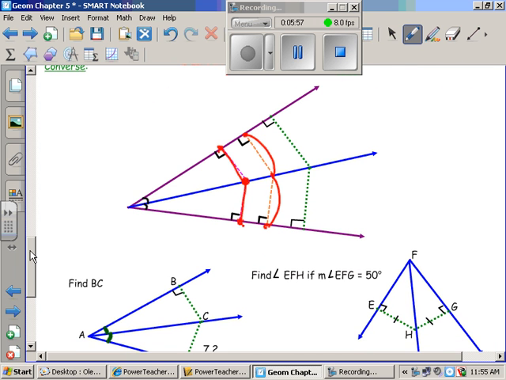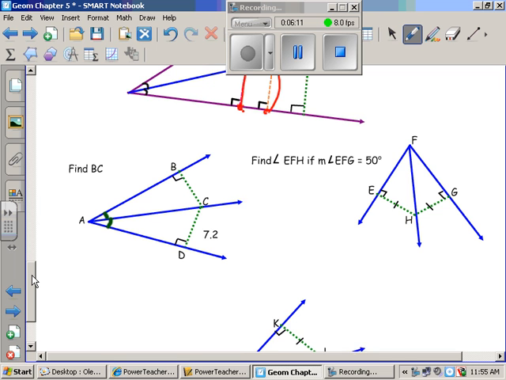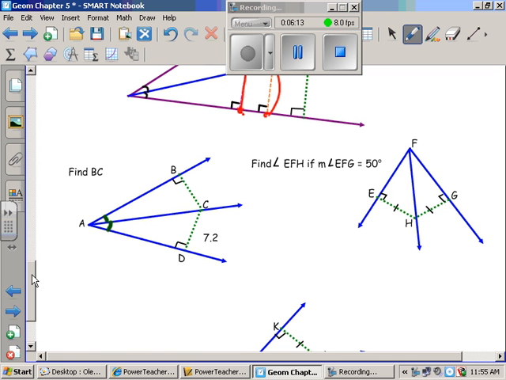Okay? The angle bisector theorem: if a point is on the bisector, it's equidistant to the sides. The converse is also true. If you have a locus of points that are equidistant from the sides, then it's a bisector. All right? So we can go both ways.